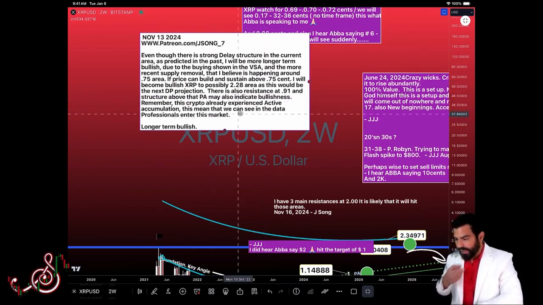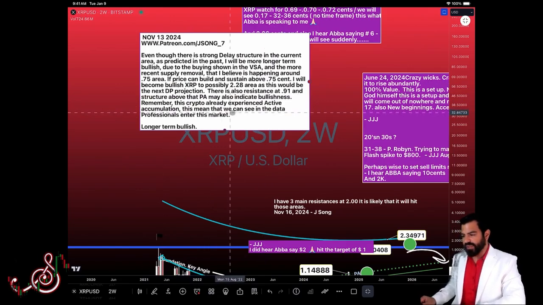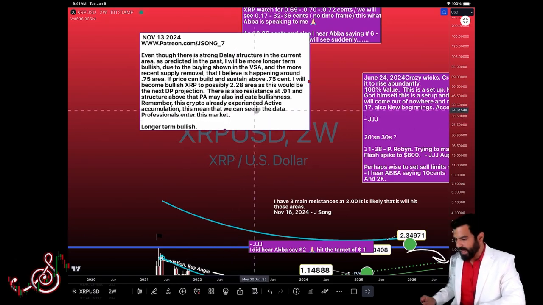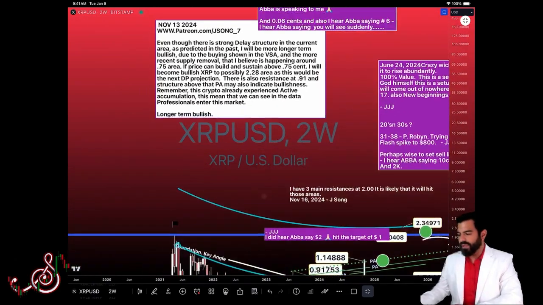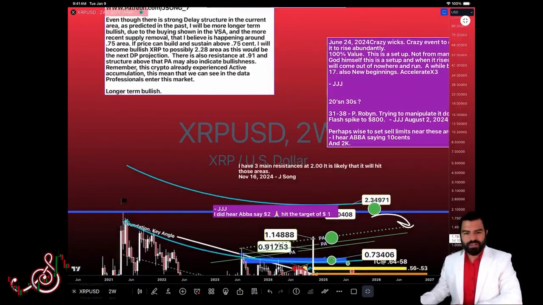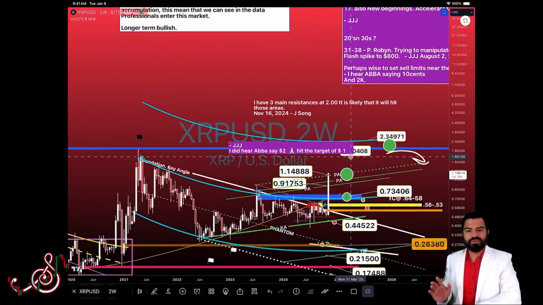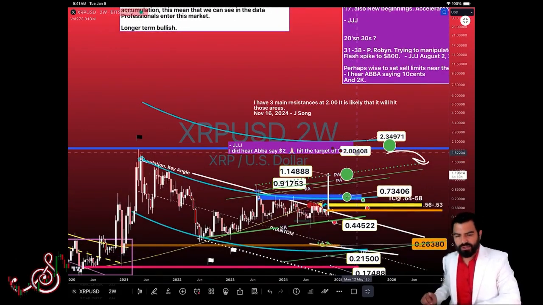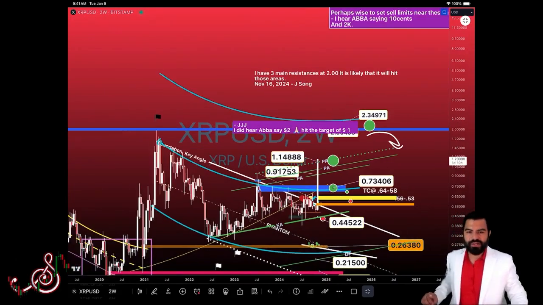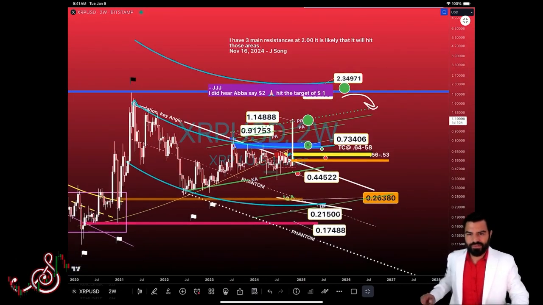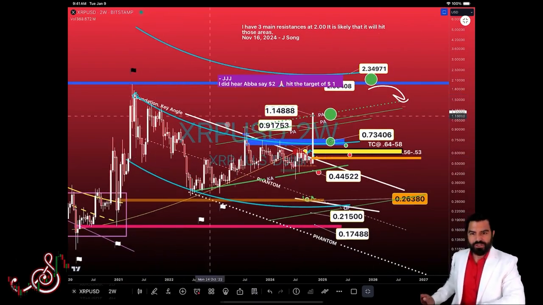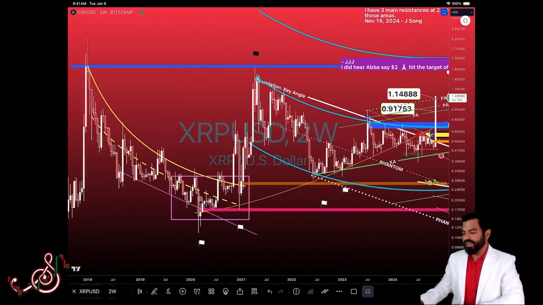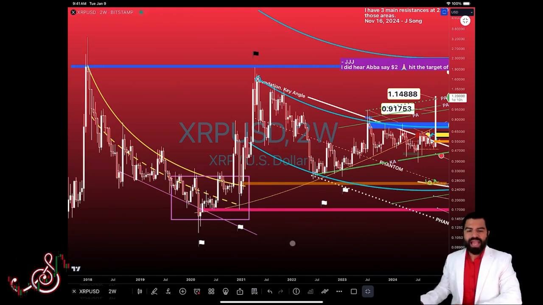Remember, this crypto already experienced active accumulation. This means that we can see in the data professionals enter this market. So we already saw them enter, and we want to therefore be looking for this crypto to move up. We're looking for it to hit longer term stuff. I'm not saying we're going to experience those $100 numbers and the $1,000 numbers right here, but it has a chance. It has a higher chance of breaking up once it already has been accumulated. So this is what I mean by active accumulation.